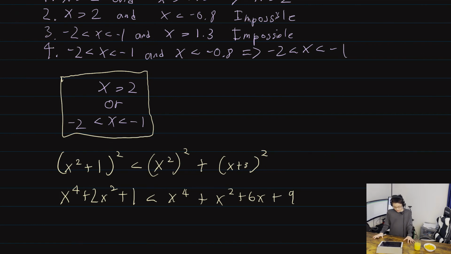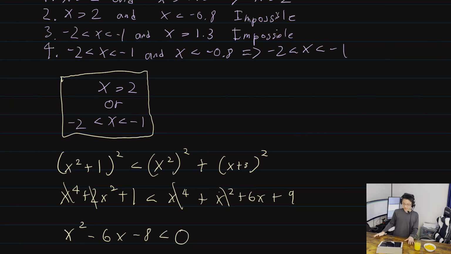Okay, so we can subtract x to the 4th from both sides. We could also subtract x squared from both sides. And we could just subtract 6x and 9 from both sides. So that will give us x squared minus 6x minus 8, and this must be less than 0. So now let's complete the square.